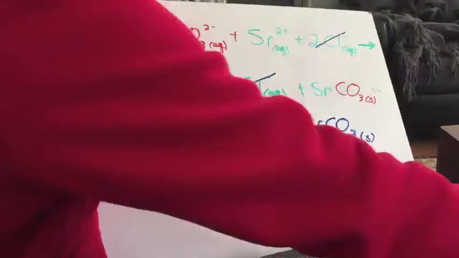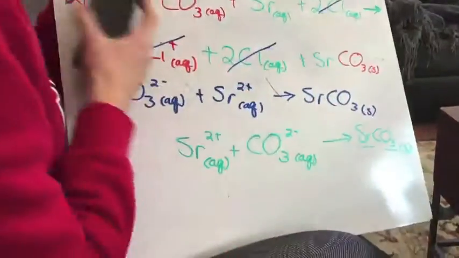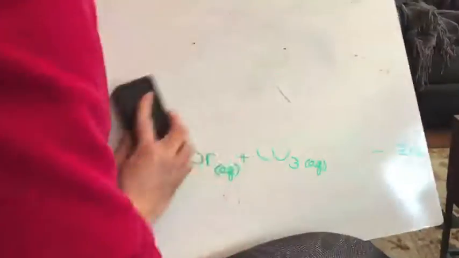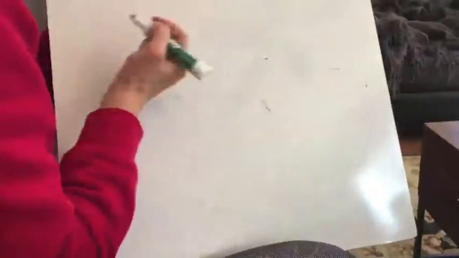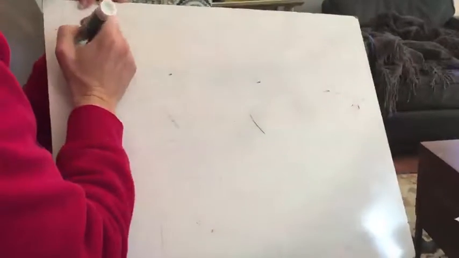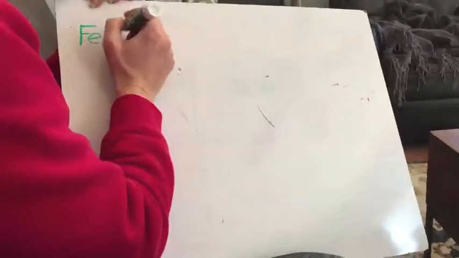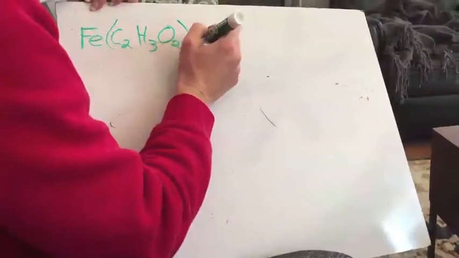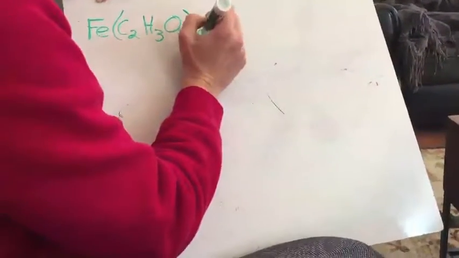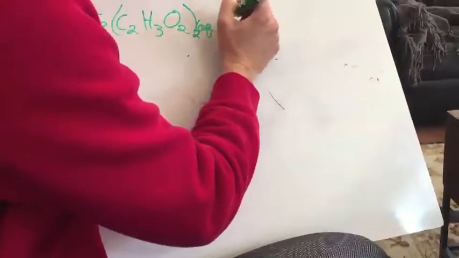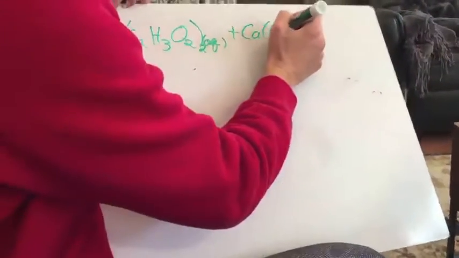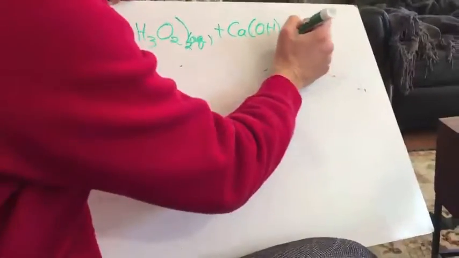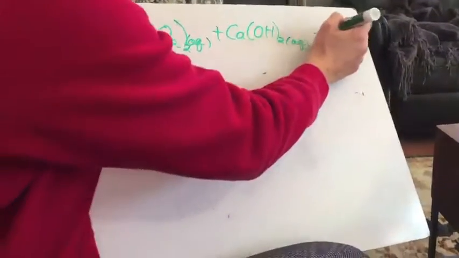Okay, so let's look at one more example from your packet. Let's take letter A from your second page here. So we have iron 2 acetate. And, whoops, I left out the 2. And calcium hydroxide. And those are both soluble. And we're going to combine those 2.